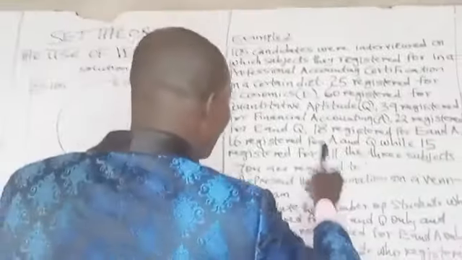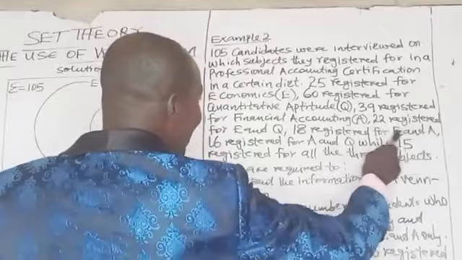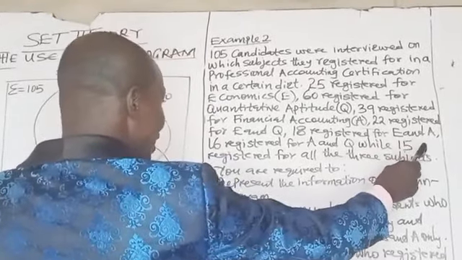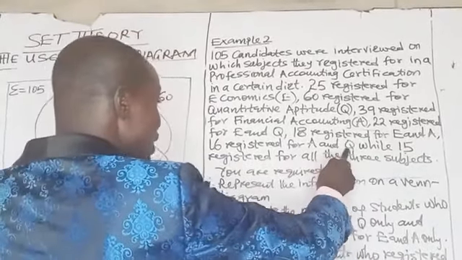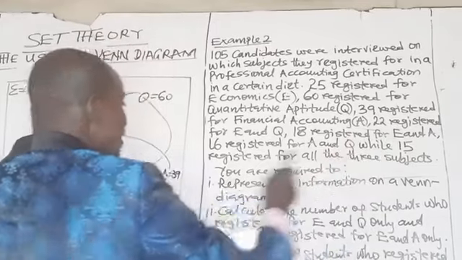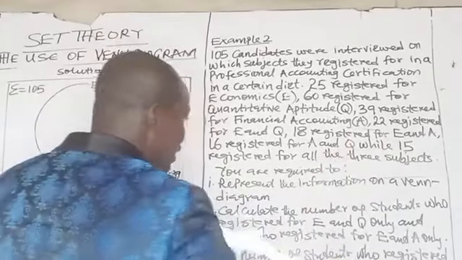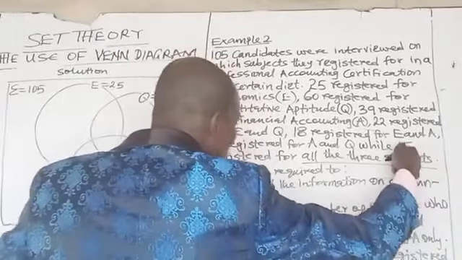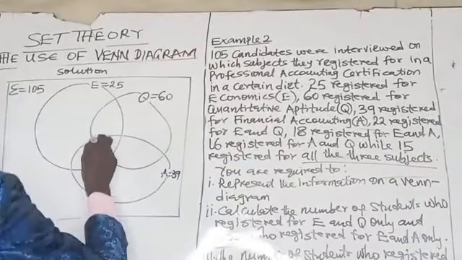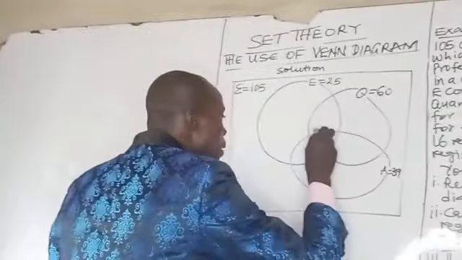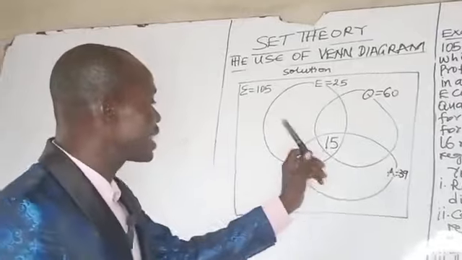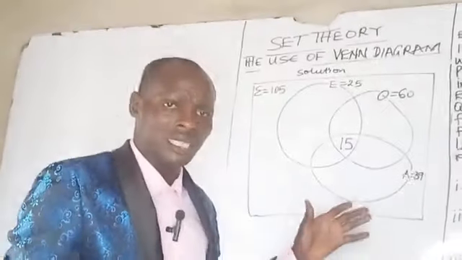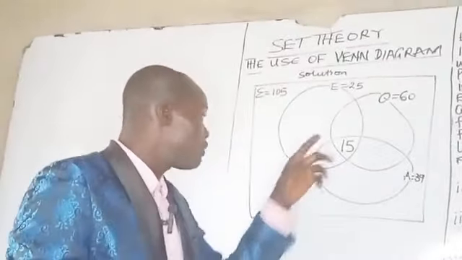So 18 register for E and A. That is for E and A, not the intersection of the 3. 16 register for A and Q, not the intersection of the 3. While 15 register for all the 3 subjects. The intersection of the 3 is 15. So you put that 15 here, at the point where the 3 circles meet. The meeting point of the 3 circles, you put that 15 there.